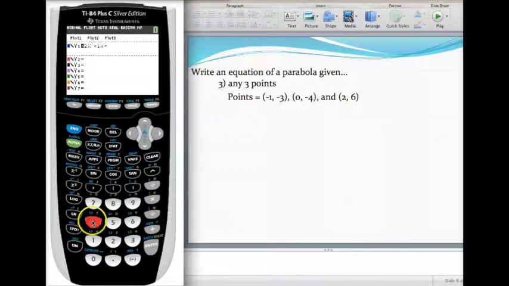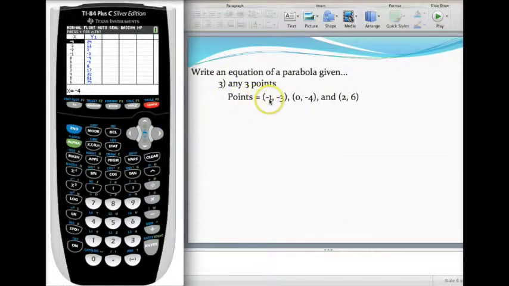So now that I have that typed in, let's check our table to see if our points are in it. I've got negative 1, negative 3. I can see that, yep, that's in my table. I've got 0, negative 4, that's in there. And I've got 2, 6. So not only did I remember it right, but we also got the correct equation. So there's how to find the equation of a parabola given 3 points using your calculator.